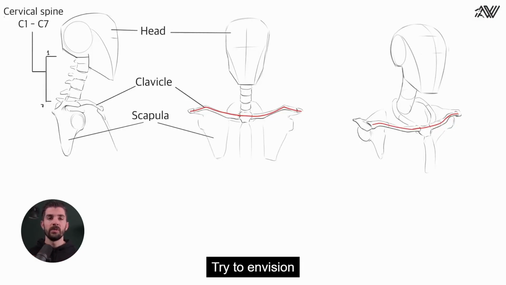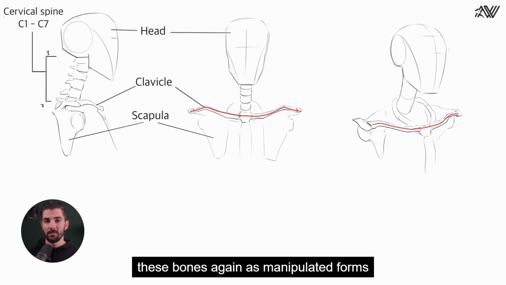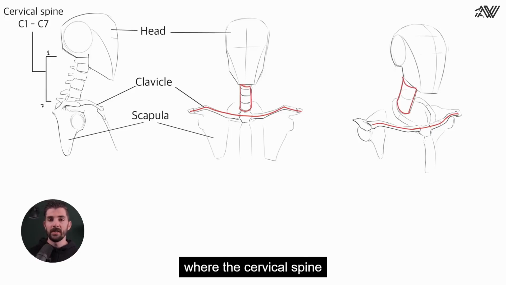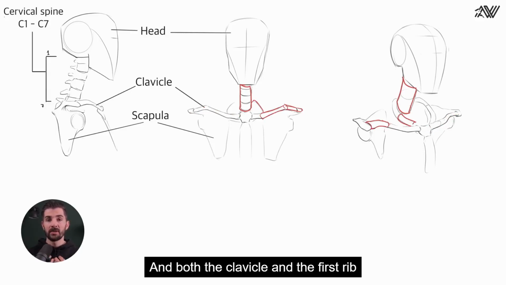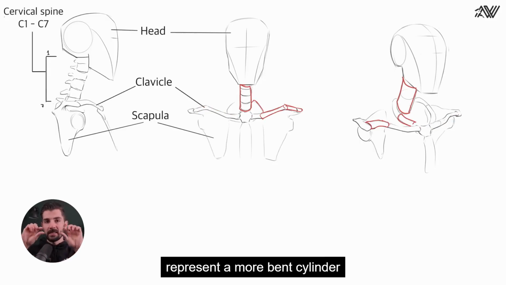When seen from the front, the clavicle has a distinguished shape that is similar to that of a bike handle. Try to envision these bones again as manipulated forms, where the cervical spine acts as sort of a tapered cylinder. And both the clavicle and the first rib represent a more bent cylinder with a manipulated contour that kind of tapers off as well.